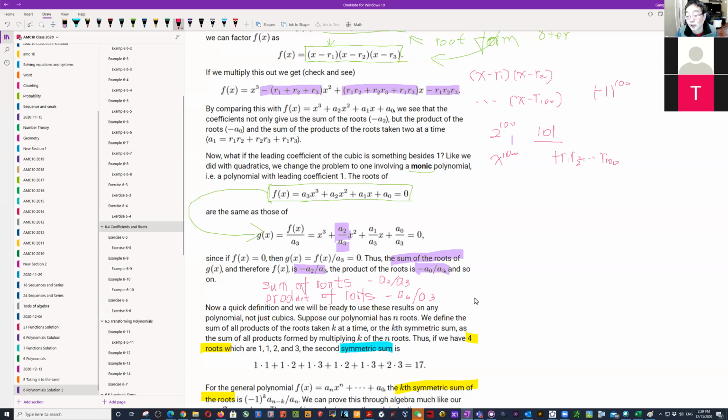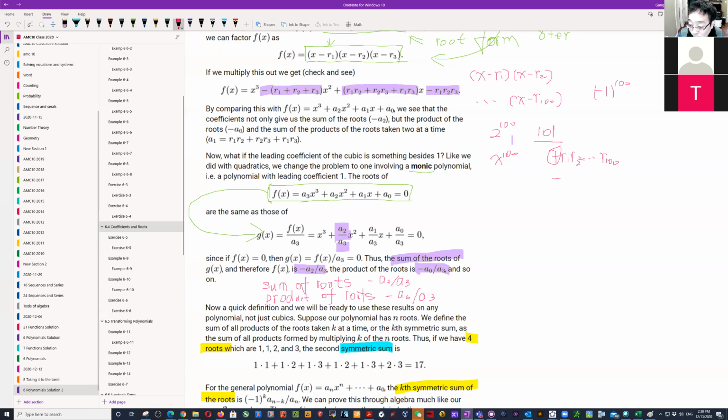Actually, it's going to be plus. So basically, the trailing constant is going to flip-flop. If you have an even number of solutions, it's going to be a positive sign. If you have an odd number of them, it's going to be a negative sign.